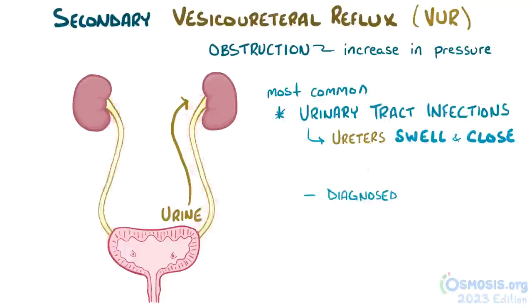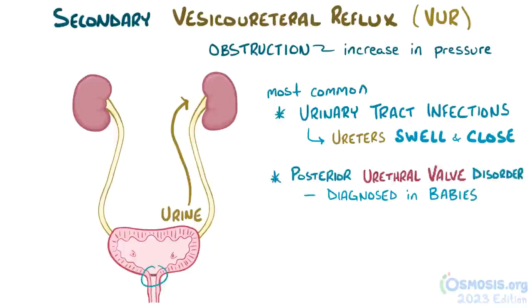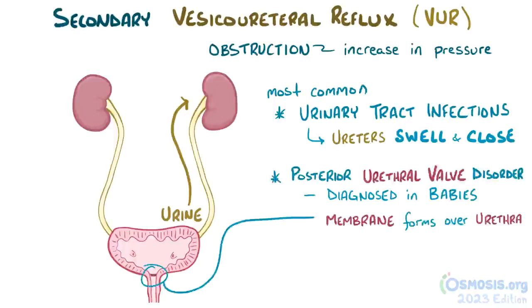Another cause that's often diagnosed in babies is called posterior urethral valve disorder, which is when an abnormal membrane develops in the posterior part of the urethra, or the part closest to the bladder. And this prevents urine from easily passing from the bladder into the urethra.